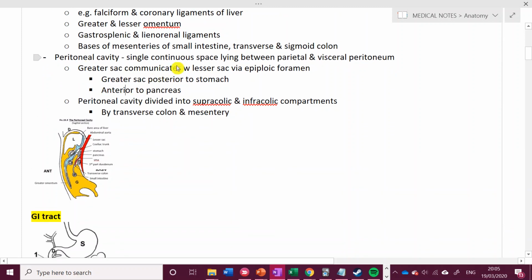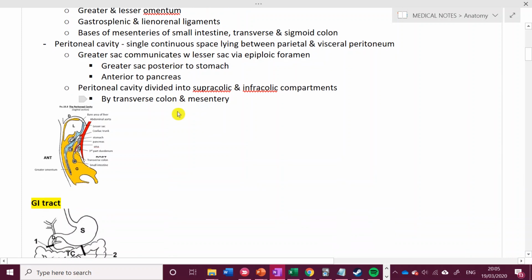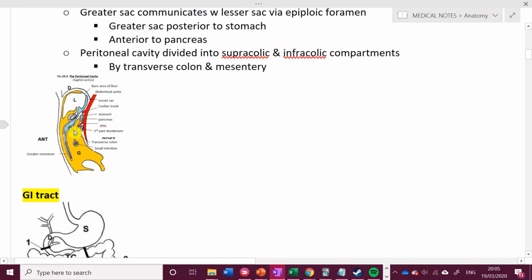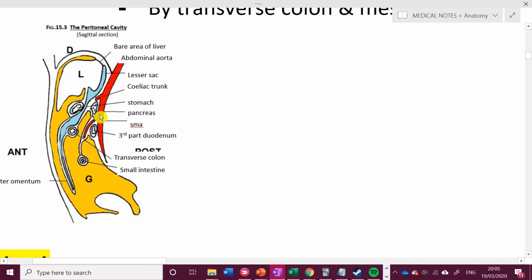The peritoneal cavity, what is that? It's a single continuous space lying between the parietal and the visceral peritoneum, and as I said, the greater sac communicates with the lesser sac via the epiploic foramen. The greater sac is posterior to the stomach, so you can see here the stomach, and then part of the greater sac here, as well as the lesser sac. That's posterior to the stomach, and then anterior to the pancreas.